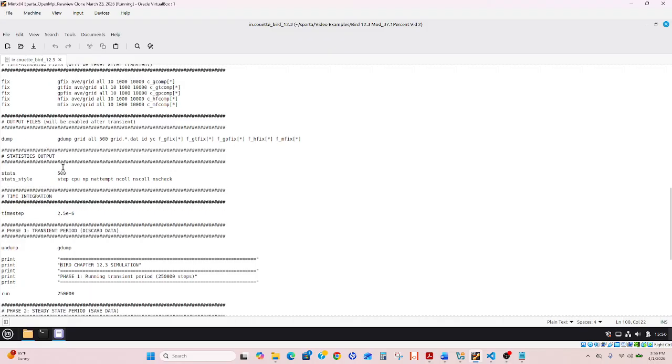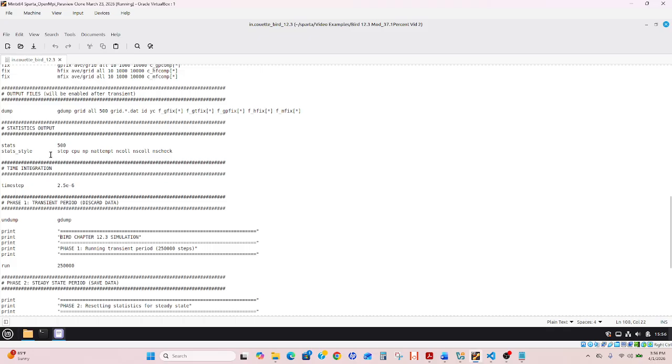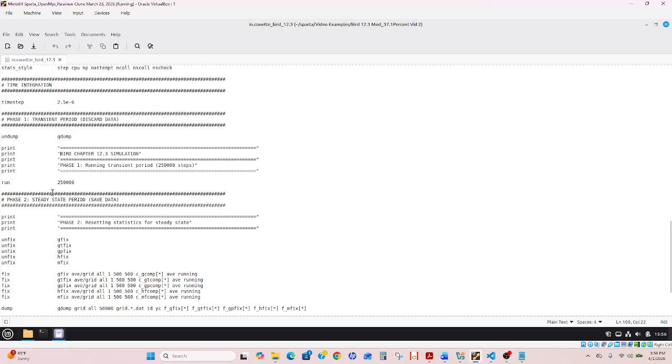This really could be removed from the file, this fix and dump section, if you wanted. All right, statistical output, this is the same, where you can watch it as you're progressing down in the command line and see what's happening. Its time steps are the same. I'm using a little bit different number than Bird used for the amount of steps in section 12.3.